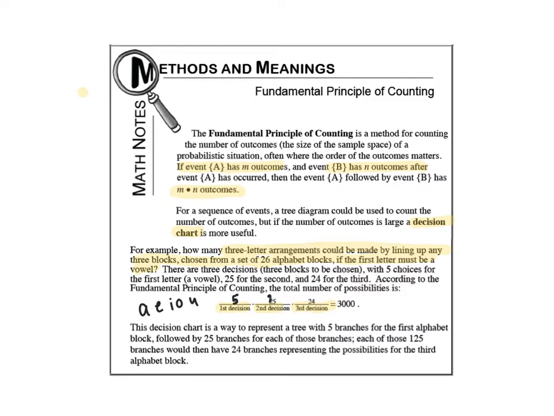Then I'm left with 25 remaining letters and then 24 for my third letter. I'm going to go ahead and multiply those 3 together, and the fundamental principle of counting tells me that the number of possibilities is 5 times 25 times 24, or 3,000. Now let's apply that to some examples.